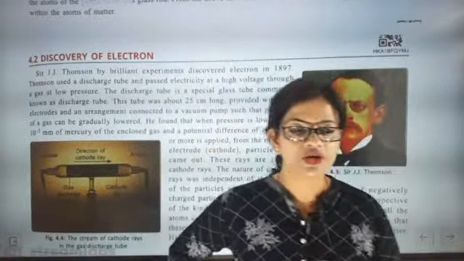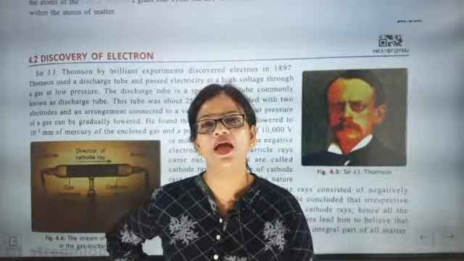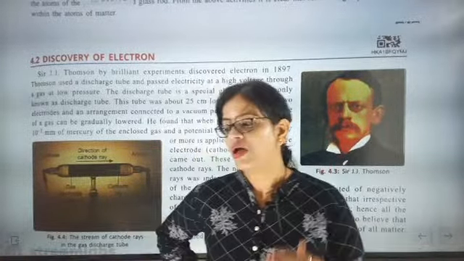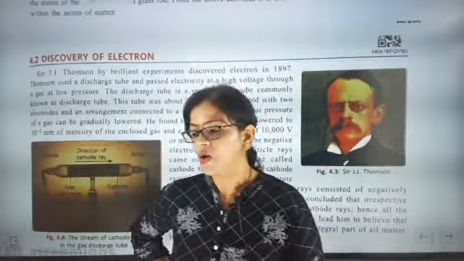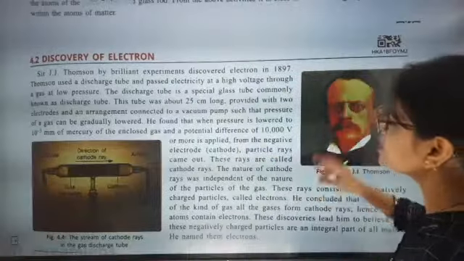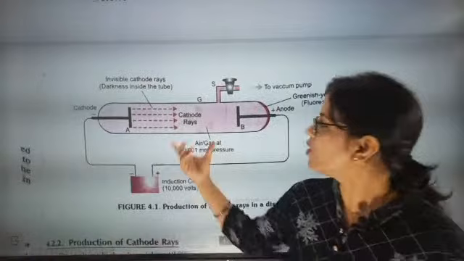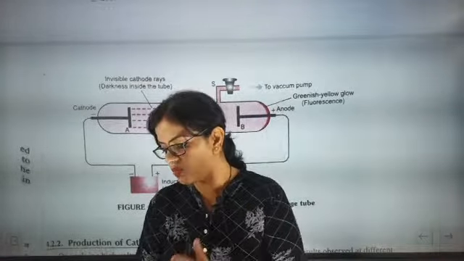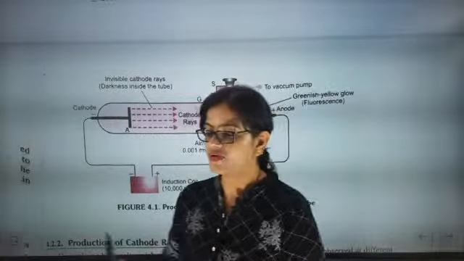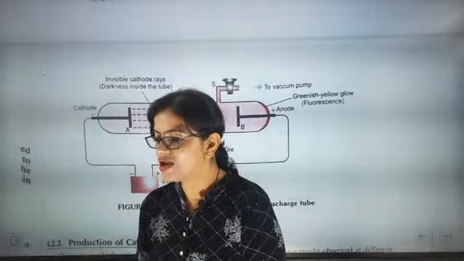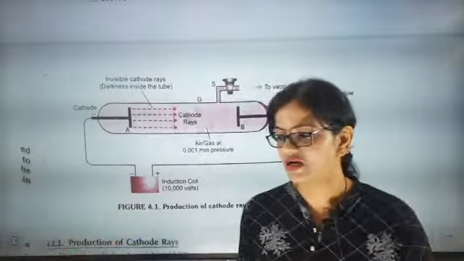But when we reduce the pressure to 0.1 mm with the help of the vacuum pump, what have we seen? What happened to this discharge tube when we reduced the pressure to 0.1 mm? Full light glowing. Absolutely correct, Vishal.